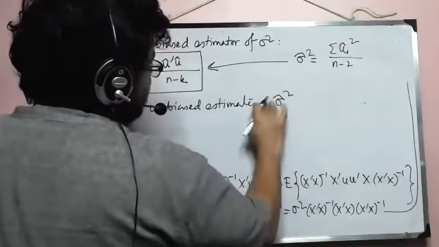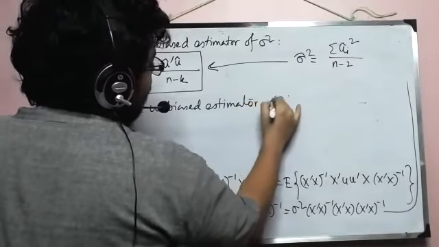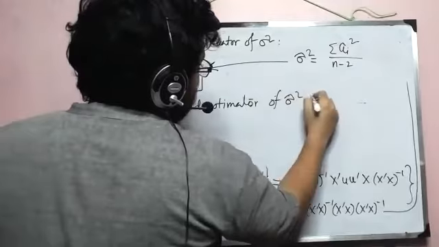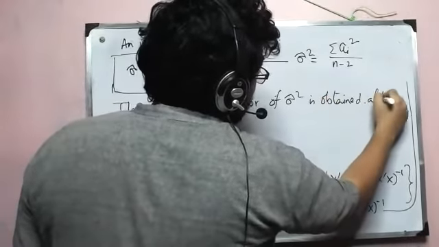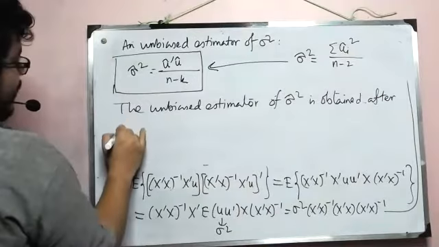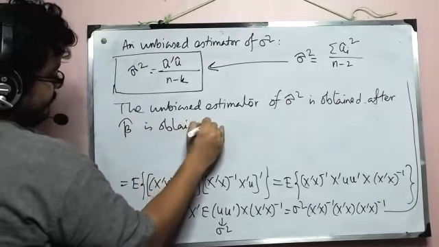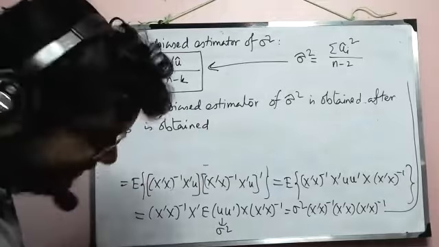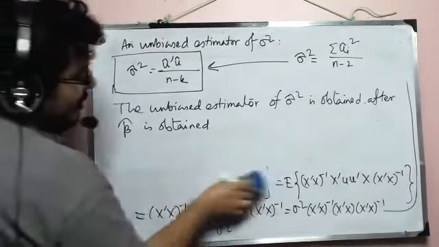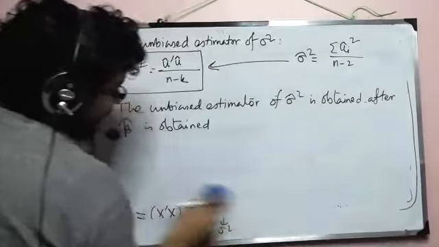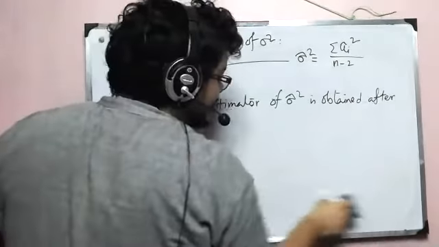Okay, let me write the estimator. So the unbiased estimator of sigma hat square is obtained after beta hat is obtained. Right? The reason for writing this is that we know one form of this u hat transpose u hat.